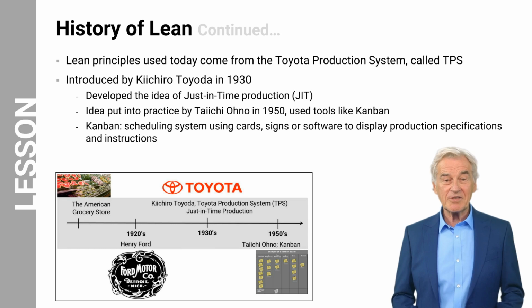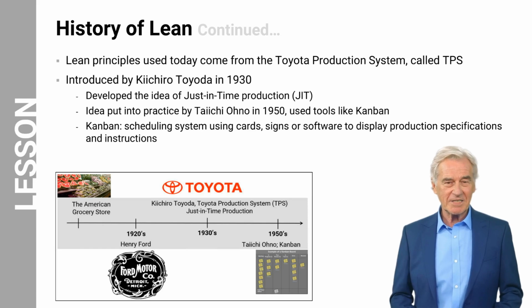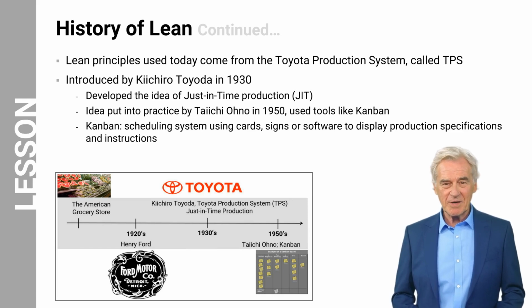Today's lean principles come from the Toyota Production System, also called TPS. In the 1930s, Kiichiro Toyota of Toyota Motor Company developed the idea of just-in-time production, also known as JIT, which is a key concept in lean. It wasn't until the 1950s that Taiichi Ohno was able to put the ideas into practice.